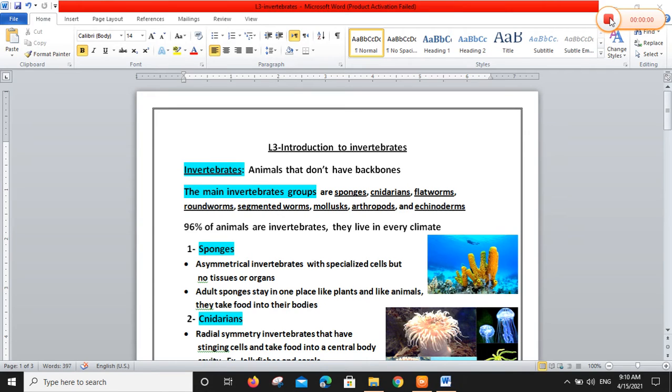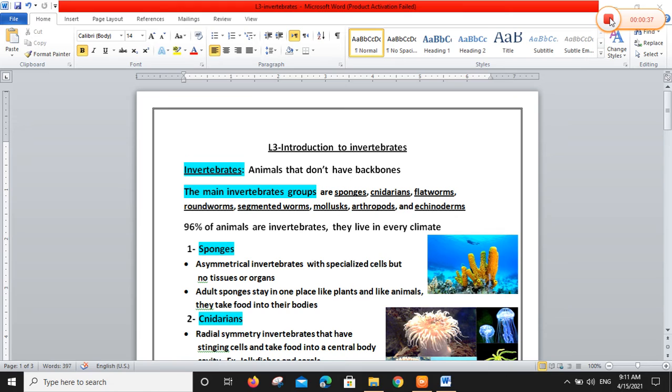Good morning, grade 9. Today we are going to start lesson 3, Introduction to Invertebrates. We mentioned in lesson 1 that animals are multicellular and heterotrophs. In lesson 2, we mentioned the two groups, or phyla, of animals: vertebrates and invertebrates. In this lesson we'll speak about invertebrates.